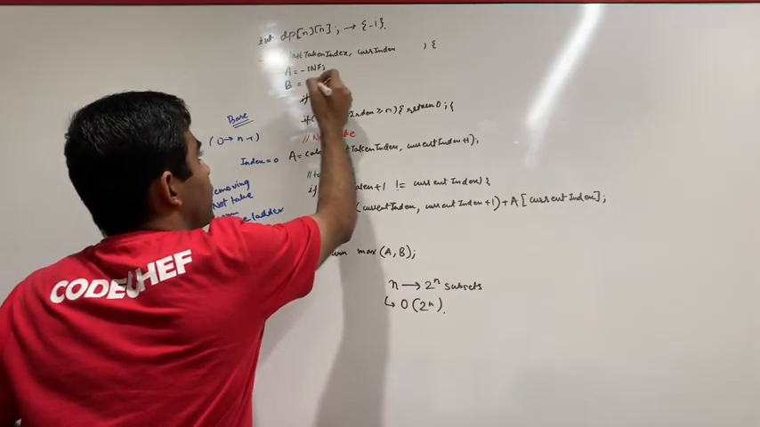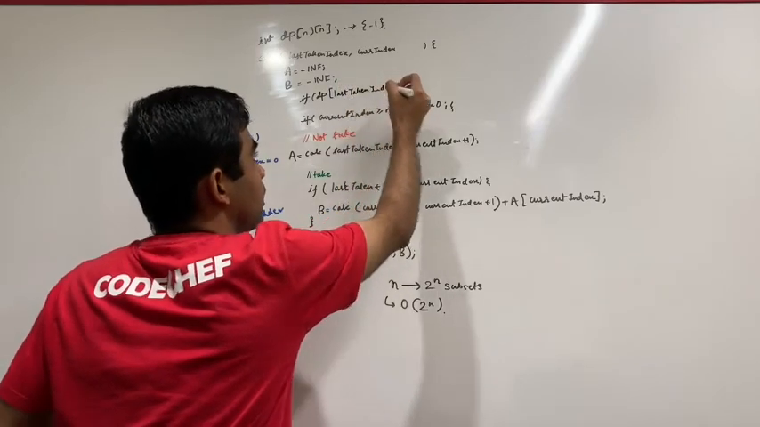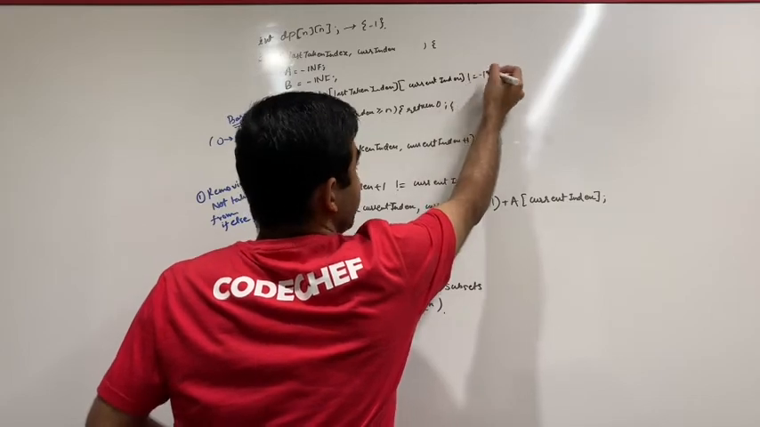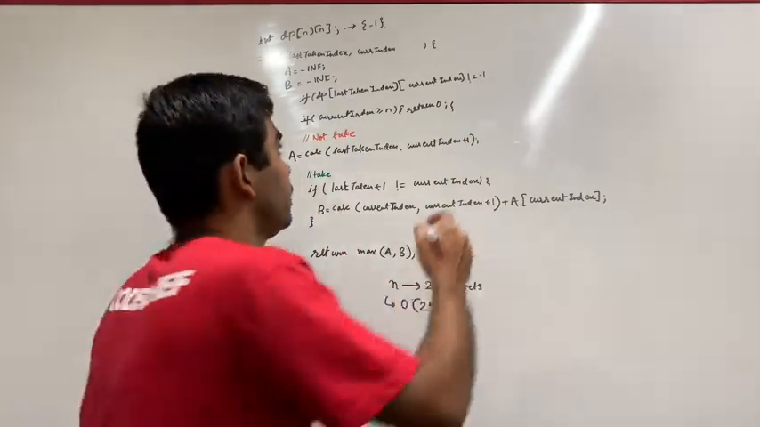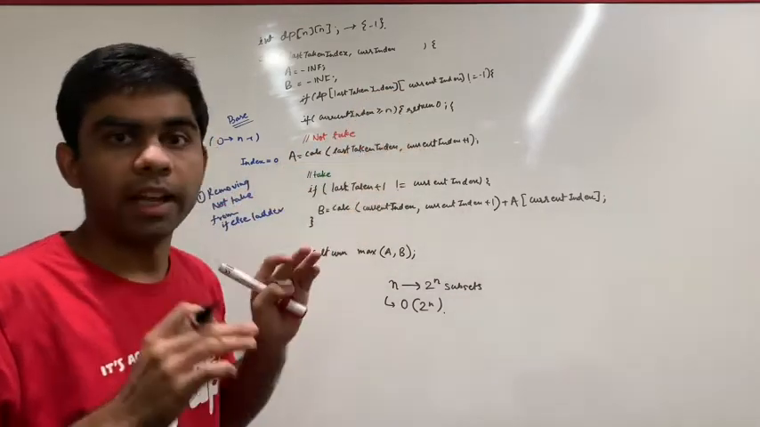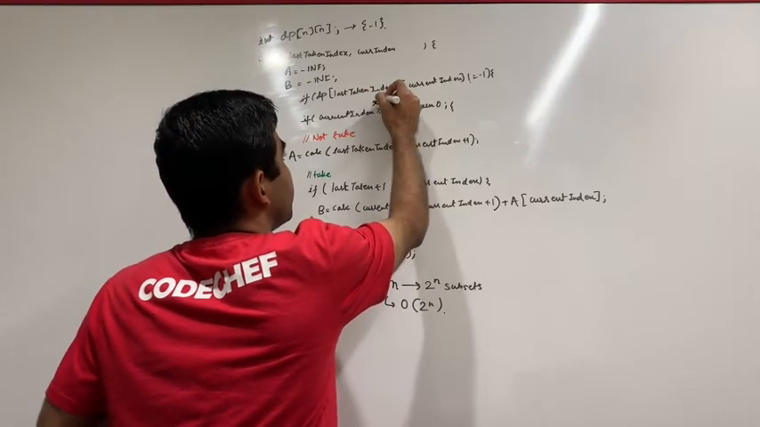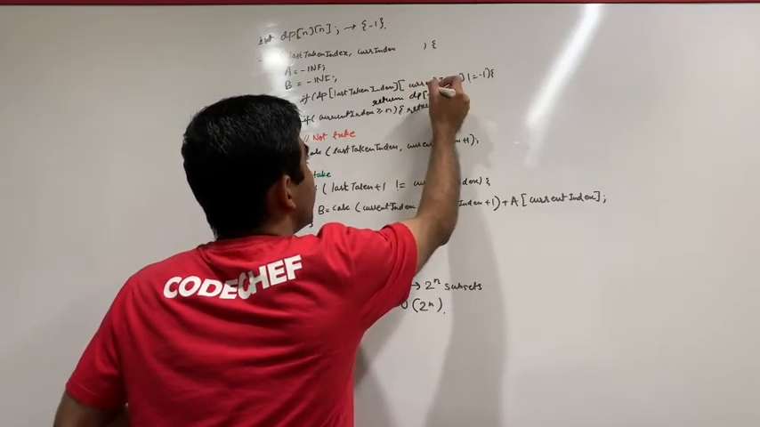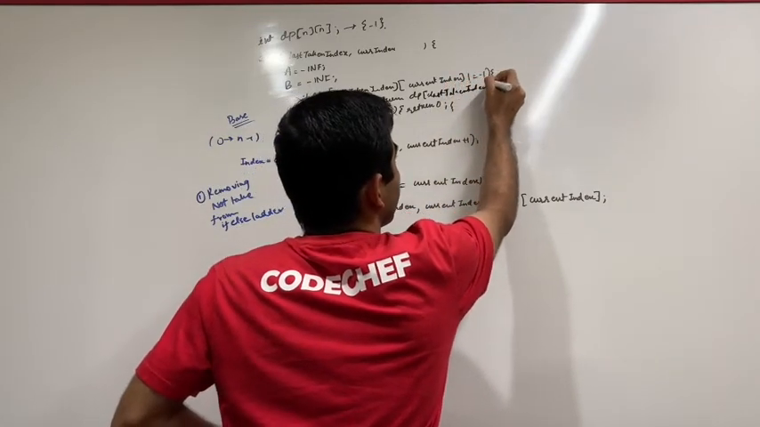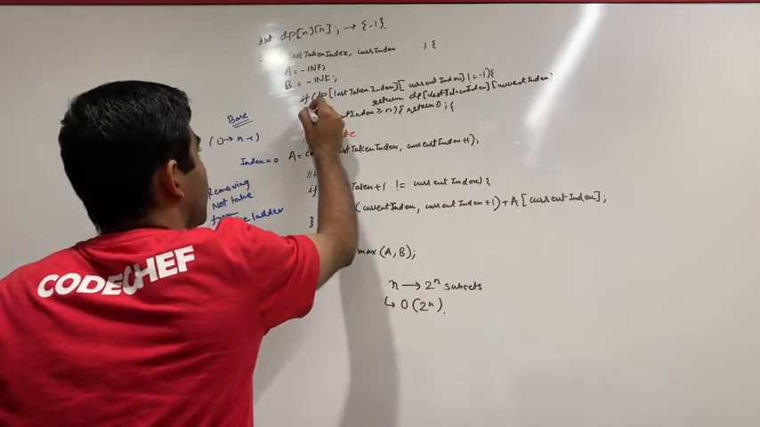If dp of my last taken index and current index is not equal to -1, meaning we have already calculated the answer for it, then I'll return the value found in that array, which is just return dp of last taken index and current index, and close the if condition here.